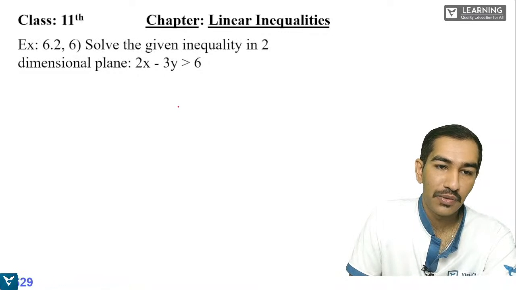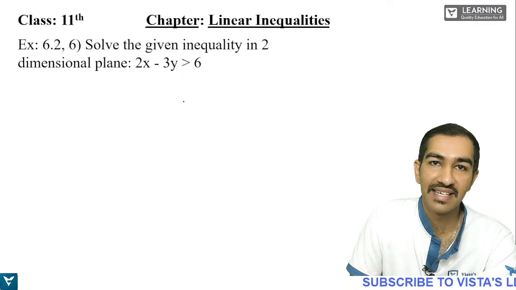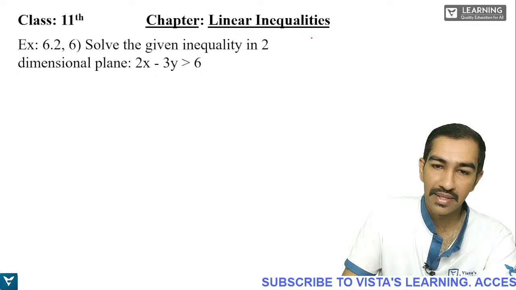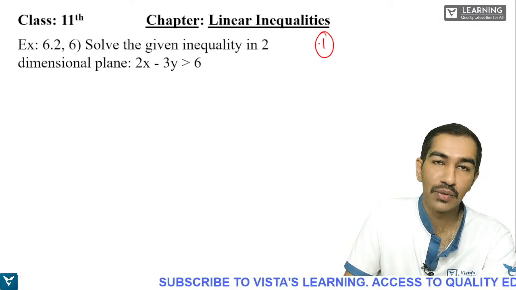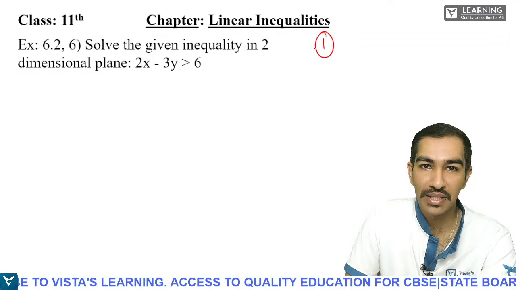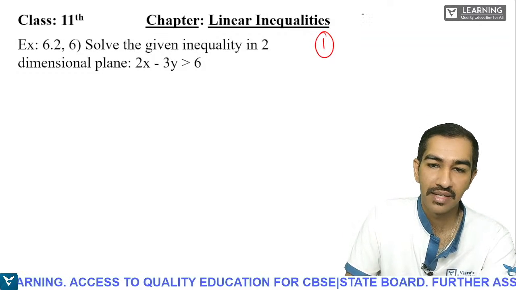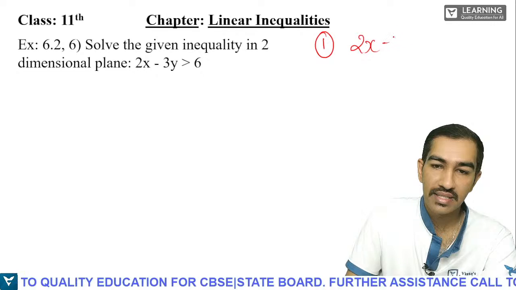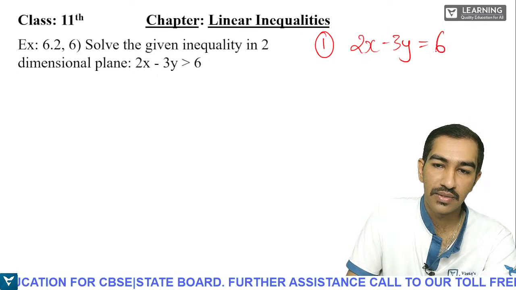Same exercise 6.2, question number 6. Solve the given inequality in two-dimensional plane. So what is a two-dimensional plane again? X-axis and y-axis. The very first step, convert the given inequality into an equation. Equation means you have to replace the inequality sign with equals to. So here we have 2x minus 3y equals to 6.